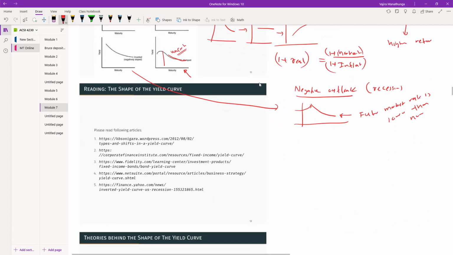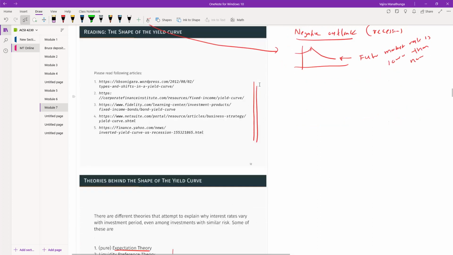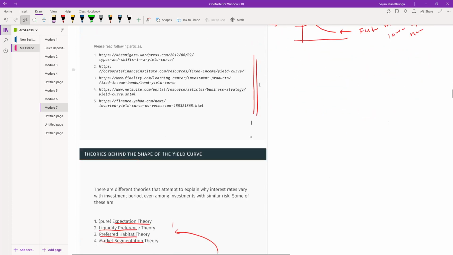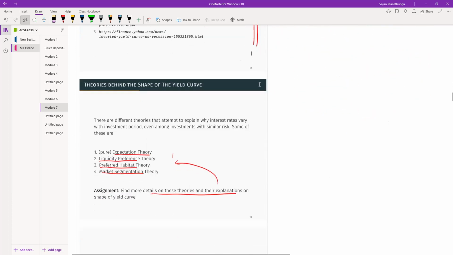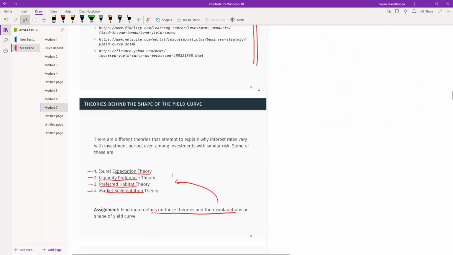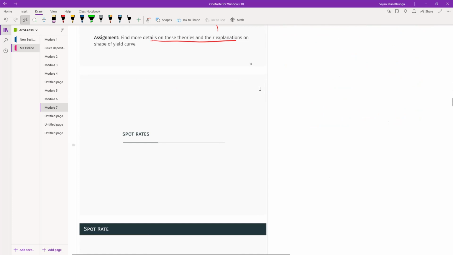If you read this article, you can find more detail about the shape of the yield curve, and the theory behind it is given here. You can type these names into the internet, or you can get some textbook and search these names, and you can find some explanation. So we will meet again in the next topic, the spot rate.